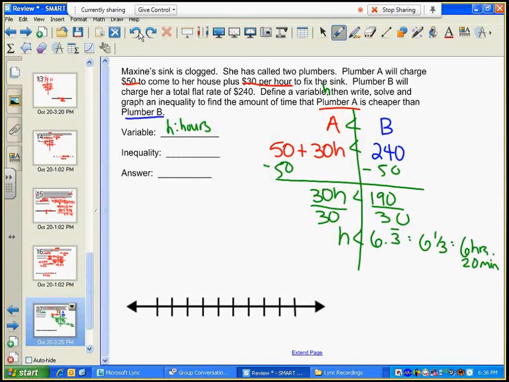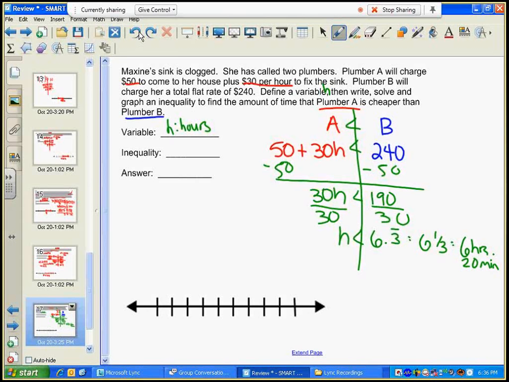Yeah, that's right. Okay, so if the job is 6 hours long, then who's going to be cheaper, A or B? Plumber A is going to be cheaper. Anything that's less than 6.3 is going to be cheaper for plumber A. What if the job is 7 hours long? Who's going to be cheaper? Plumber B. Plumber B is going to be cheaper.